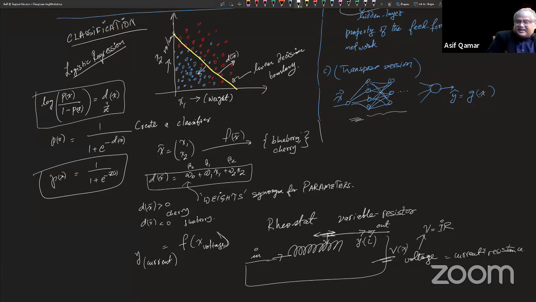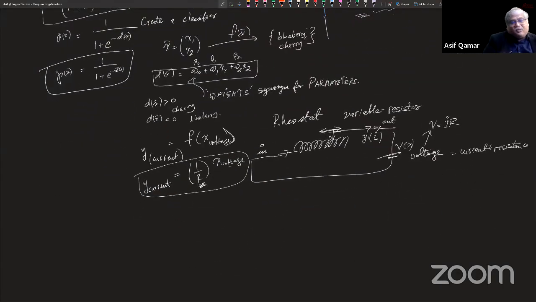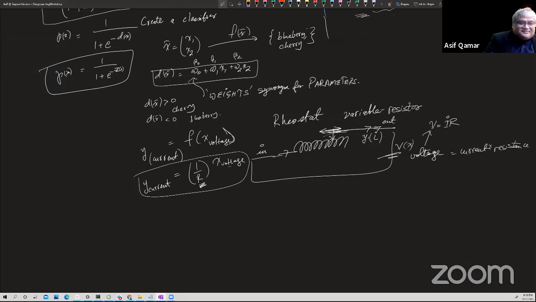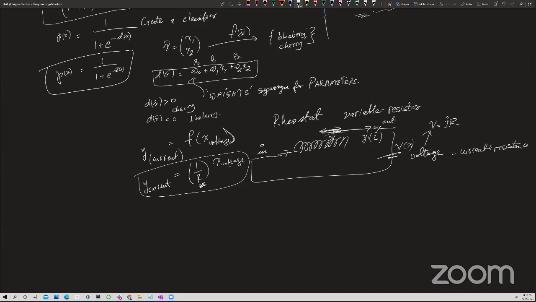And how is it a function of voltage? It's actually a linear function of voltage. It is some weight, that is some resistance: 1 over R times X, which is the voltage. Am I making sense, guys? Y, which is the current, is voltage divided by the resistance, and this resistance I can play with. So suppose voltage is fixed, but I want to get just the right amount of current. So how do I do that? I just slide the resistor and I get it. Does that make sense, guys? Is this intuition coming across? Yes. It's a very simple intuition.